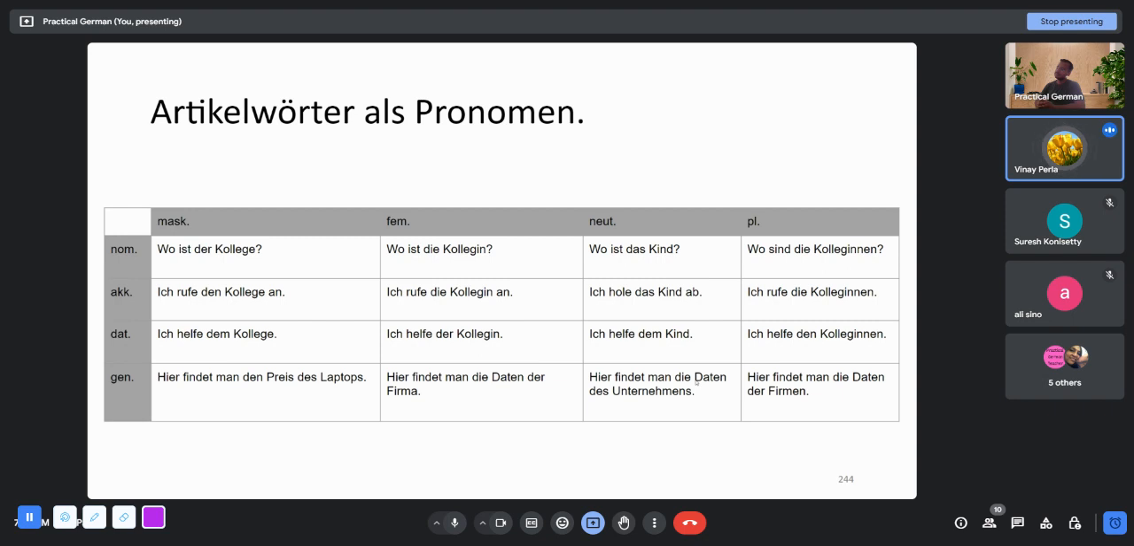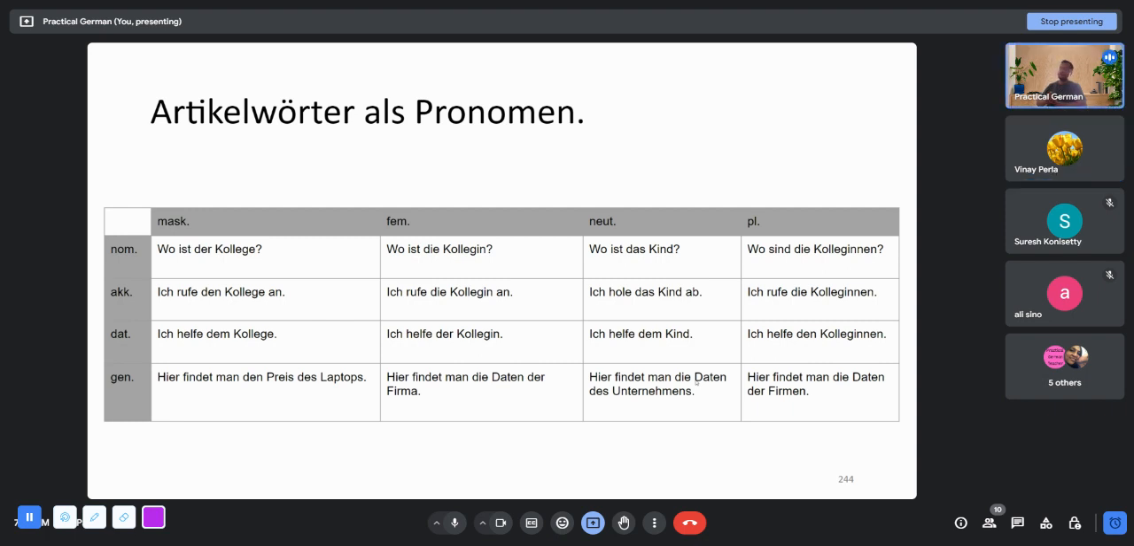Hier findet man den Preis des Laptops. Hier findet man die Daten der Firma. Hier findet man die Daten des Unternehmens. Hier findet man die Daten der Firmen. Okay, please stay unmuted, Vinay.